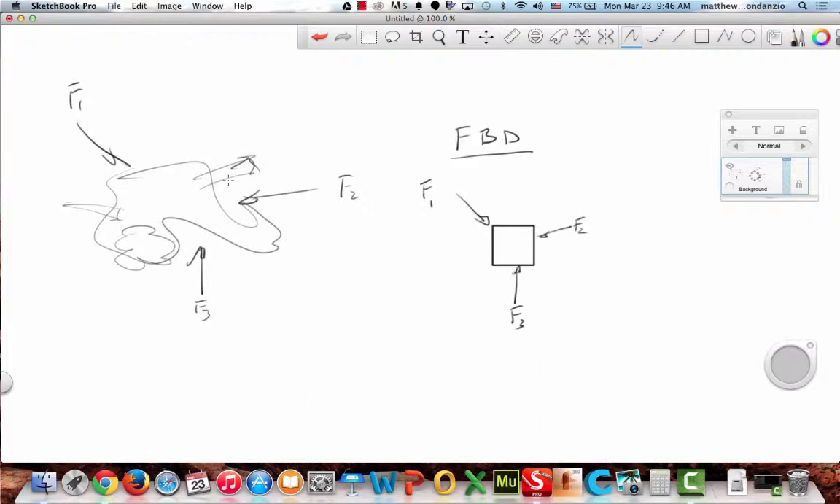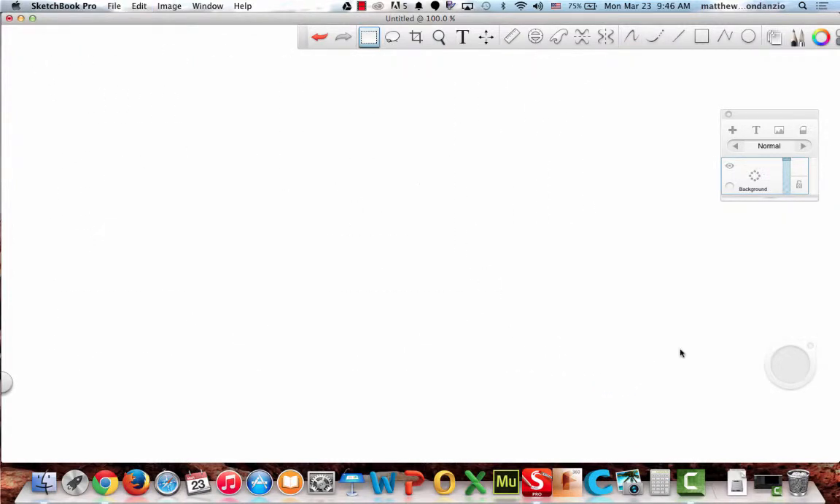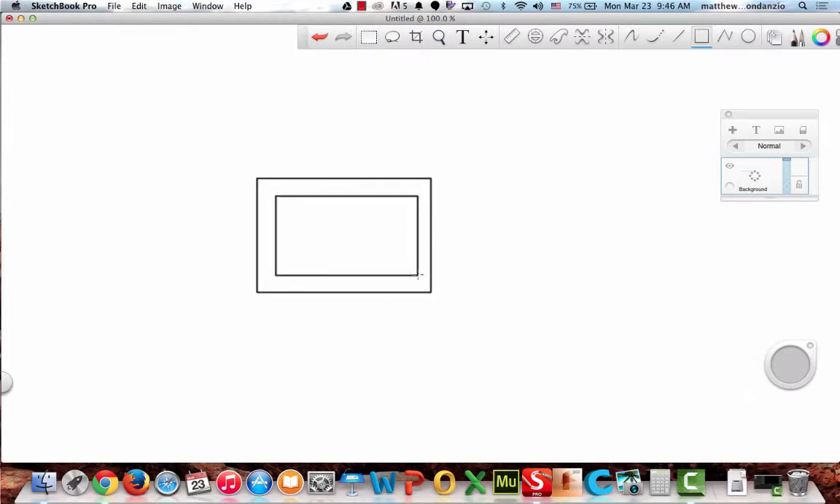Okay? Make sense? Okay. Now, let's do this as an example. Let's say I have a crate, right? You all know I love my crates. Maybe you don't, but you will know that I love my crates.